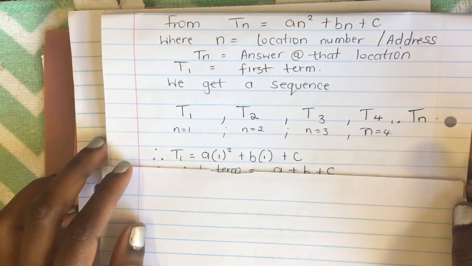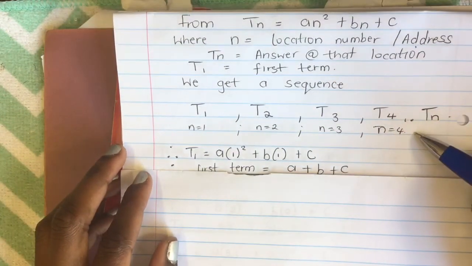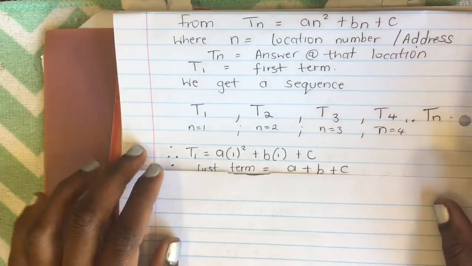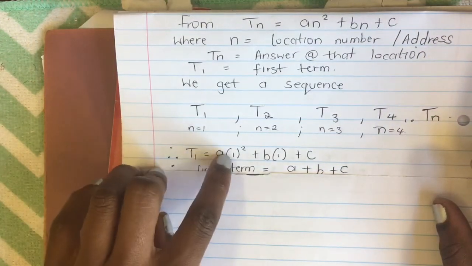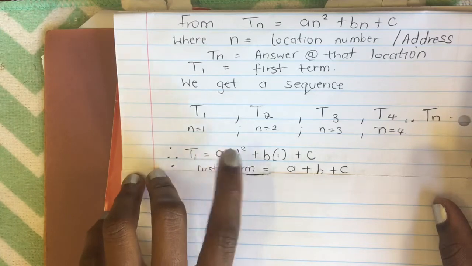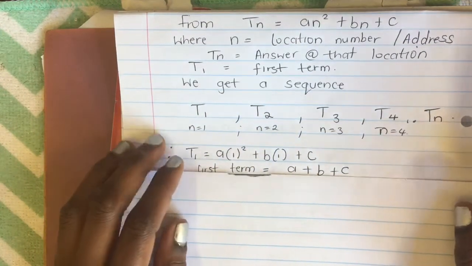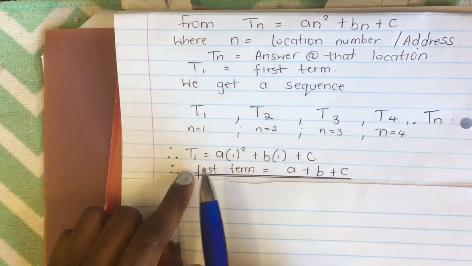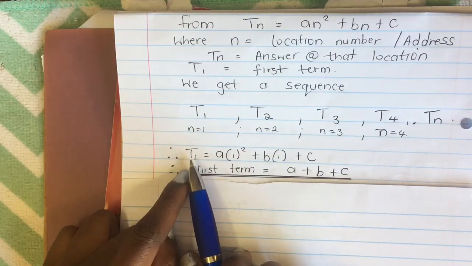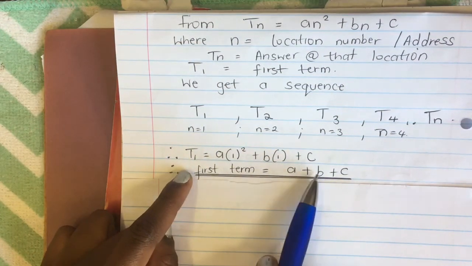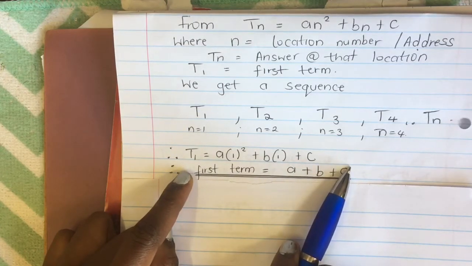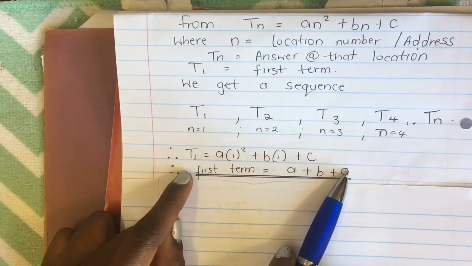So working out from the location's point of view, what we already know, T1 is equal to a, we put 1 in place of n, so 1 squared plus b into 1 plus c. So we know that T1, which is our first term, will always be equal to a plus b plus c, and you need to always remember that.